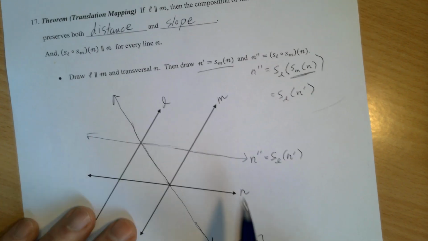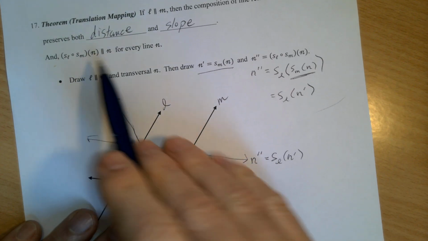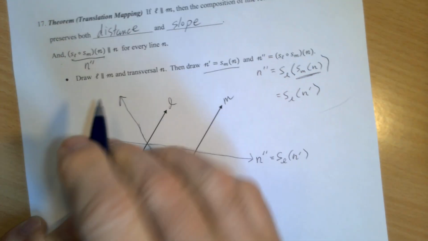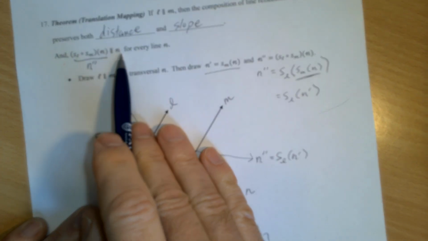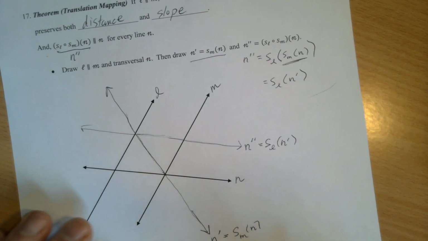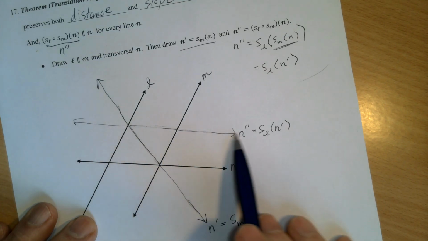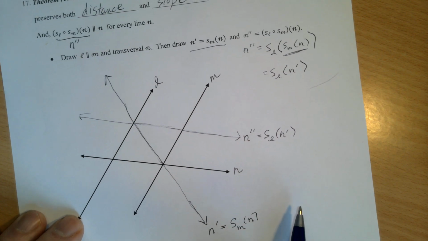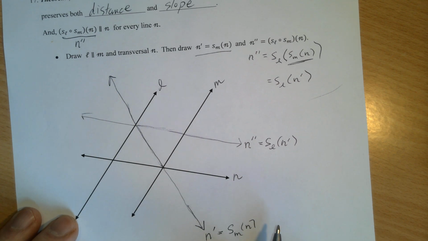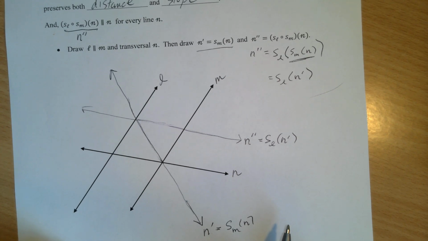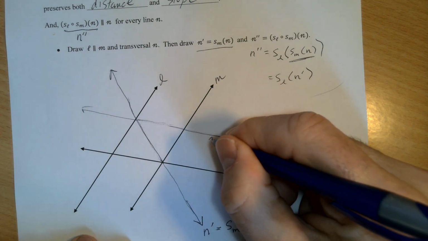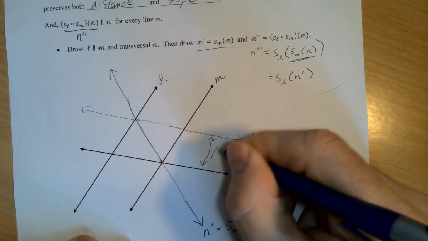Okay, so the claim was that this line, which we're calling N double prime, should be parallel to N. And yeah, N double prime and N look parallel. Even my drawing actually isn't that bad at all. So this and this are parallel.